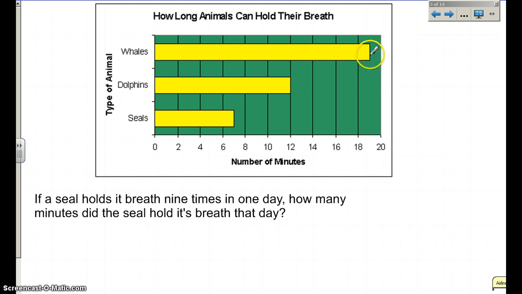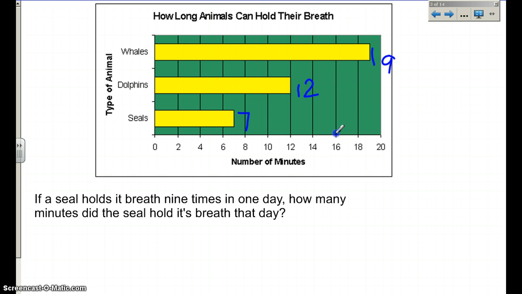The first one is whales, and I know my scale is counting by twos. It's very important to always look at your scale. So in the middle of 18 and 20 would be 19. And dolphins hold their breaths for 12 minutes. And seals hold their breaths for 7 minutes because 7 is in the middle of 6 and 8.